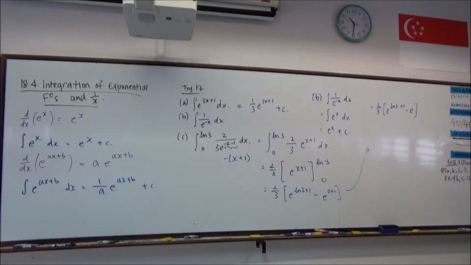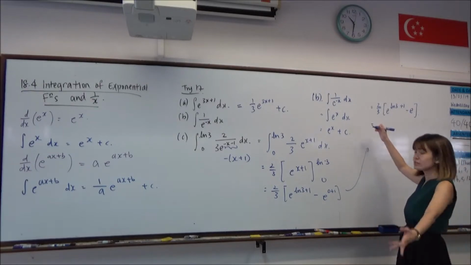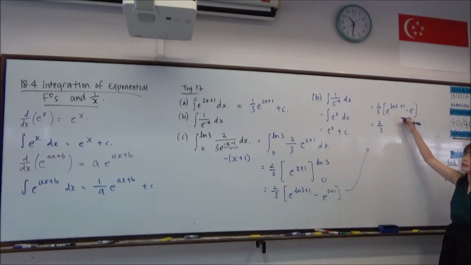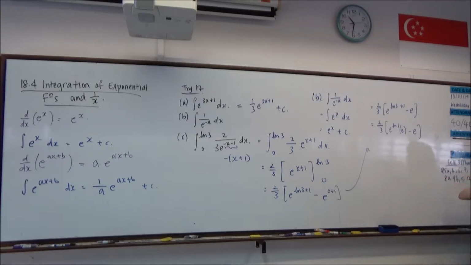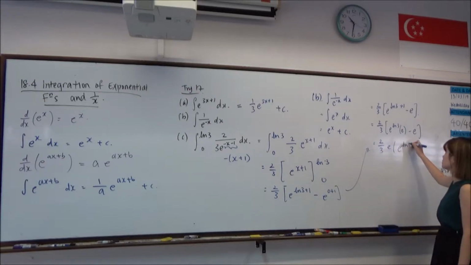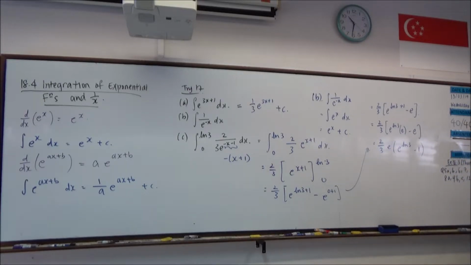How many of you will leave answers like that? Is this the most simplified form? Or how could we further simplify it? Factorize out e, right? So e to the power ln 3 plus 1 actually refers to e to the power ln 3 times e, minus e. So you can factorize out e, and we will get e times e to the power ln 3 minus 1. If you factorize out, is this the final step? Is this considered simplified?